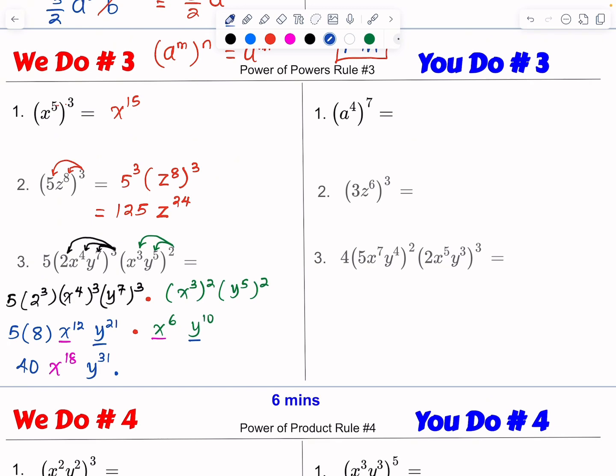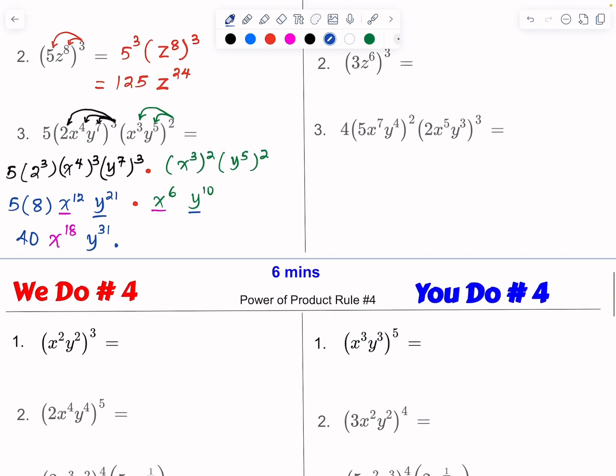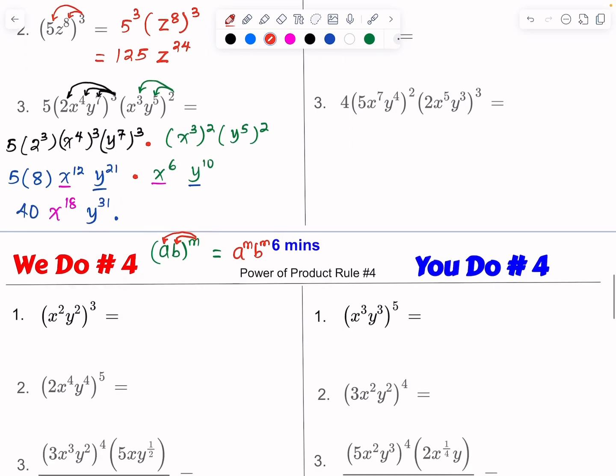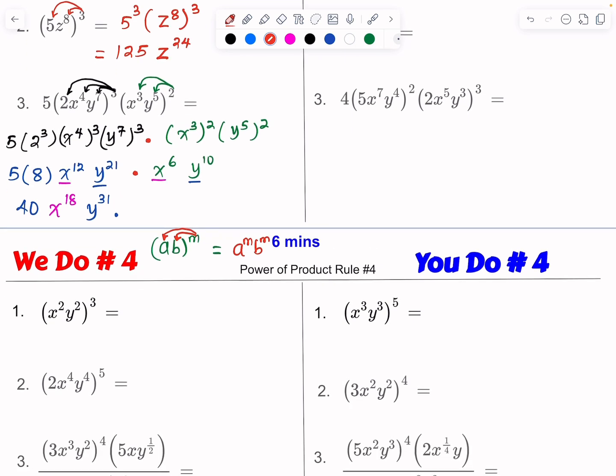For rule number 4, what is rule number 4? This one is something that I just did just now. Let me remind you of that rule. That rule says that if I have A and B, they are multiplying each other, to the power of n, all I'm going to do is give this power to each of those terms. So A to the n, B to the n. That's all I'm going to do. So now this one should be very straightforward.